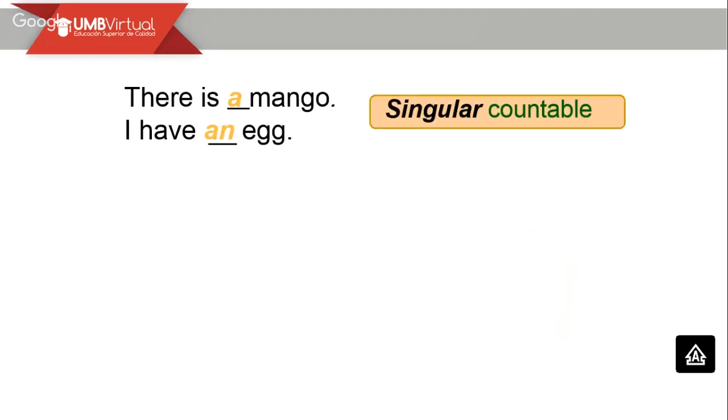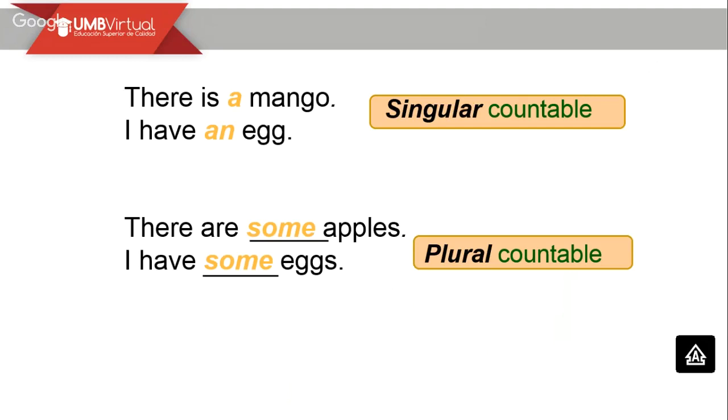All right. So there is a mango and I have an egg. So when we use singular countable, we're going to take into account this example. Remember that for the consonant sound right here, mango, right? We're just going to put a. An egg right here, we use an because this egg starts with a vowel sound. That's why it's very important to make the difference at the moment that you think about how you speak or how you pronounce this word.